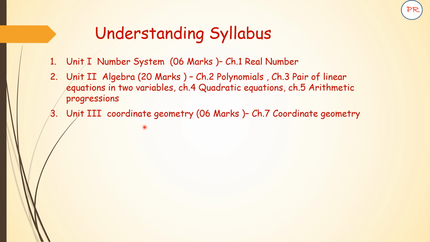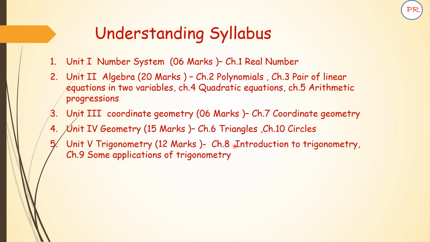Unit 3, that is coordinate geometry, will be there for 6 marks. It contains only one chapter, that is chapter number 7, coordinate geometry. Chapter number 6, that is triangles, and chapter number 10, circles, are included in unit 4, geometry, that is for 15 marks over here. Chapter number 8, that is introduction to trigonometry, and chapter number 9, some applications of trigonometry, are combined into unit number 5, trigonometry, which will be there for 12 marks.